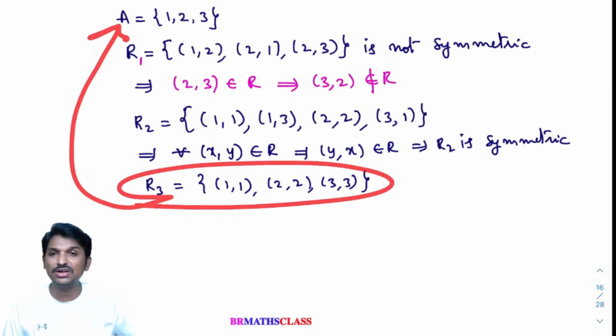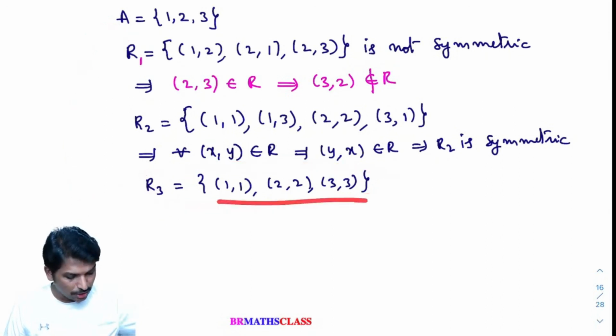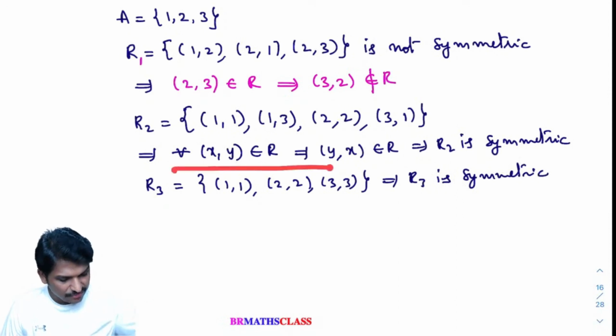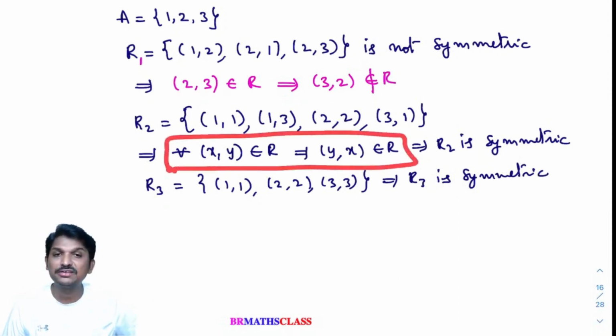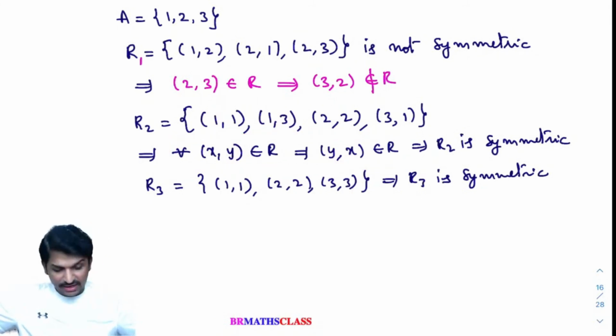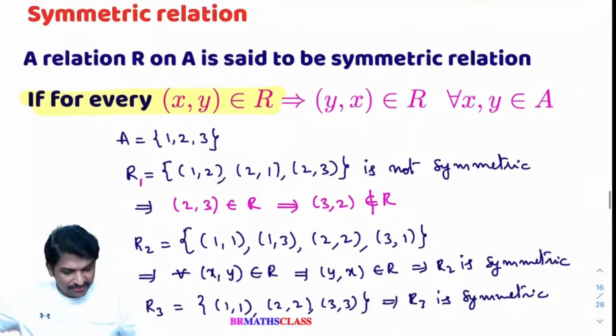Just now I explained what an identity relation is. Identity relation is always symmetric. I hope you got the point. Okay, good. So now the point is, is it symmetric or not? Yes, this relation is symmetric. This implies R3 is symmetric. What is the reason? This is the reason: for every x comma y belongs to R, y comma x also belongs to the relation. That's why this relation is a symmetric relation. Good. Very good, Pankaj.